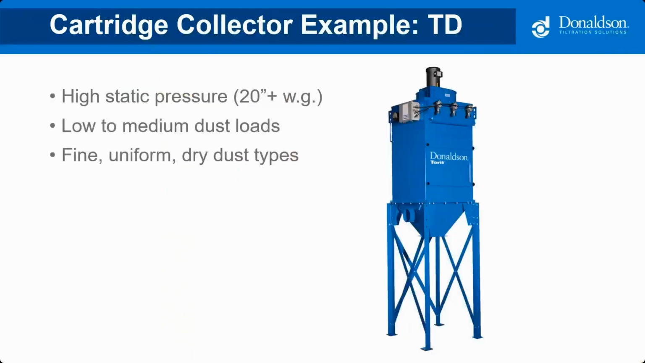If you've got a particularly high static system, say 20 inches or more water gauge, we may look at a different type of cartridge collector like our TD collector. Just like the DFE, it's best for low and medium dust loads with fine, uniform, and dry dust, but it tends to handle those higher static pressures better because it's got a lower operating pressure drop.